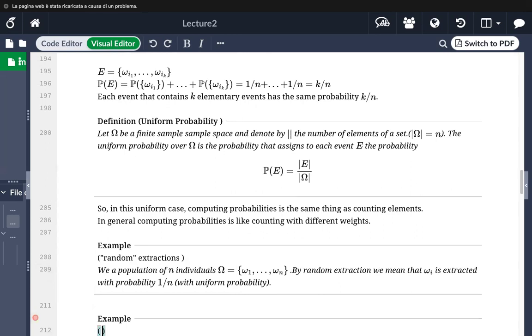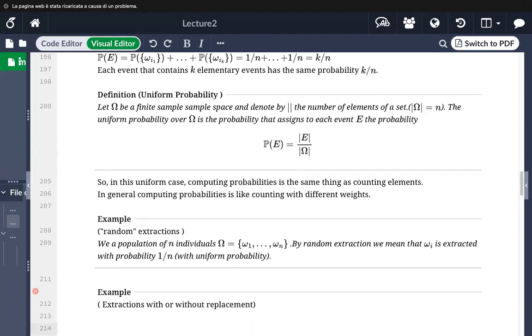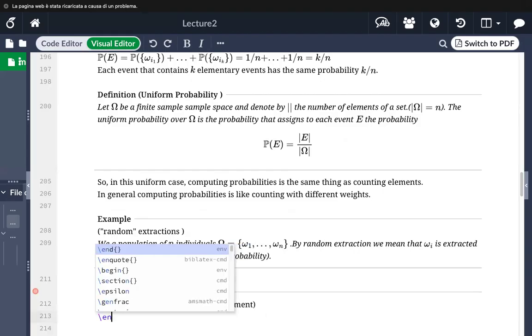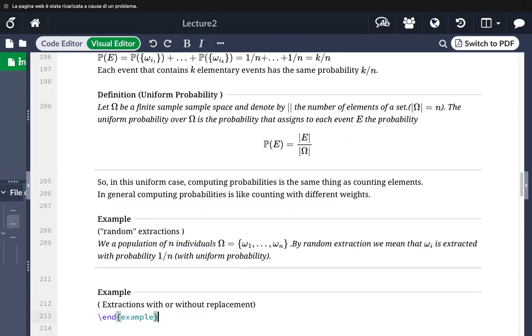Like extractions with replacement, with or without replacement. So you did an exercise which was quite easy about the sample space of extractions of balls. So you can think that balls are individuals and do the same stuff.